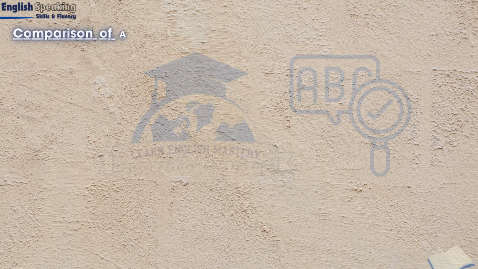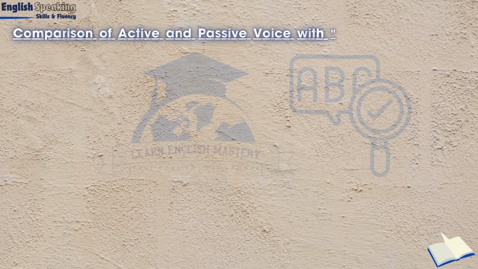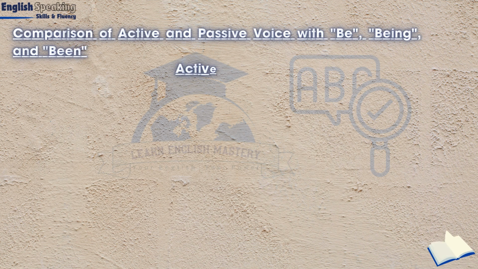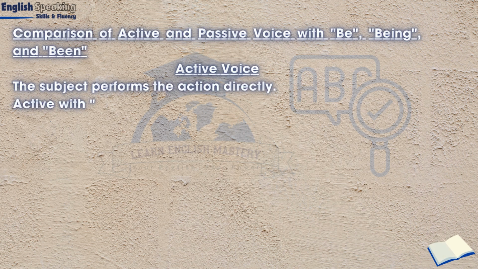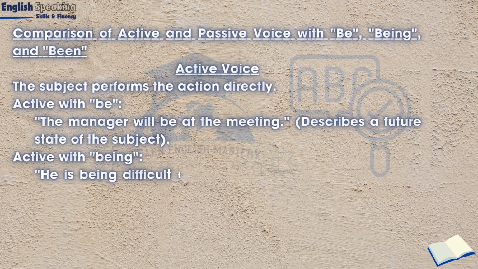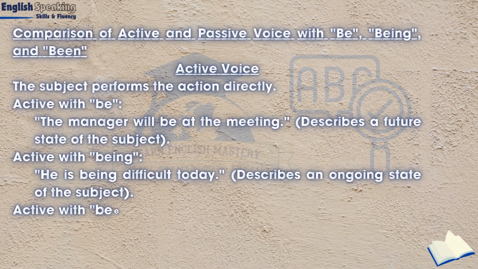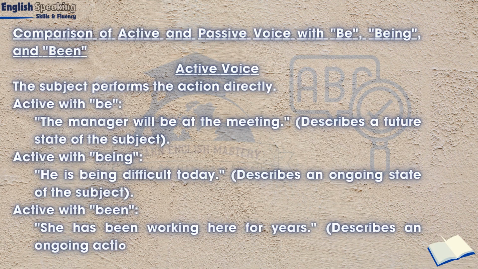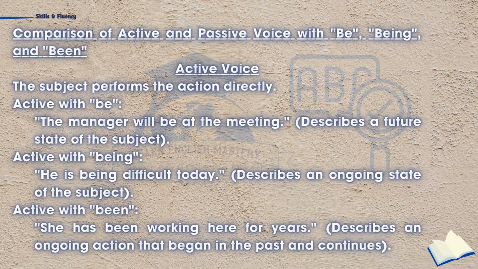Comparison of active and passive voice with be, being, and been. Active voice: the subject performs the action directly. Active with be, the manager will be at the meeting. Describes a future state of the subject. Active with being, he is being difficult today. Describes an ongoing state of the subject. Active with been, she has been working here for years. Describes an ongoing action that began in the past and continues.